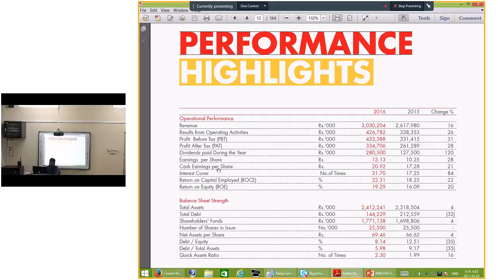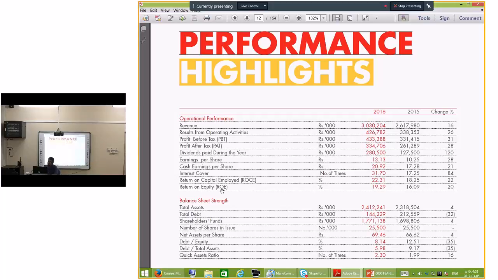Then cash earning per share previous time 17 rupees, then this time 20. Again 21% improvement. Interest coverage also, number of times, previously approximately 17, now this time 32. Then again 84% improvement. Then return on capital employed, previous time approximately 18, now approximately 22%. Again you can see that improvement, right? Then return on equity, ROE, also increased by 20%.